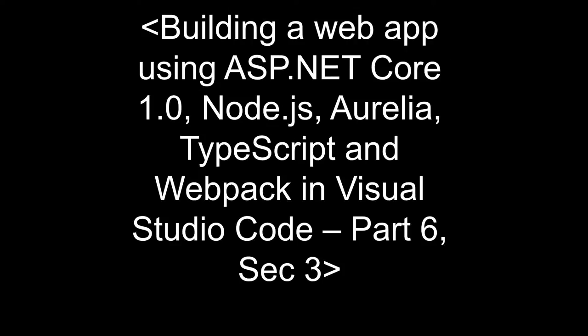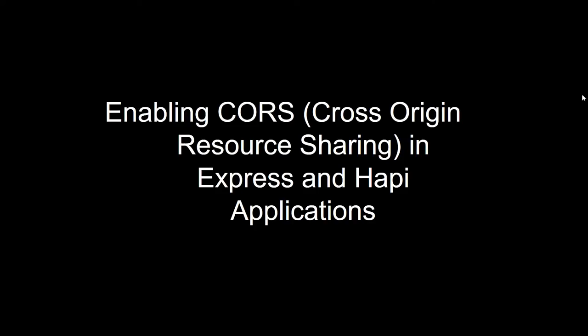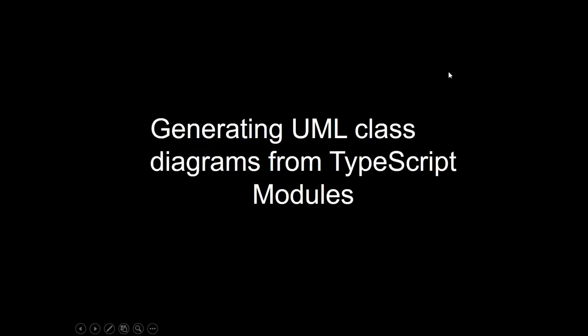Hello, you're watching Building a Web Application using ASP.NET Core 1.0, Node.js, Aurelia, TypeScript and Webpack in Visual Studio Code, Part 6, Section 3. In this part, I'm going to talk about how to enable CORS, cross-origin resource sharing, in Express and Hapi applications. Then we'll talk about how to generate UML class diagrams from TypeScript modules, which might come in very handy when you want to see the complete interface and classes and their relationships.